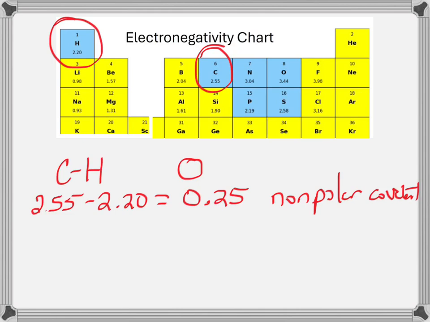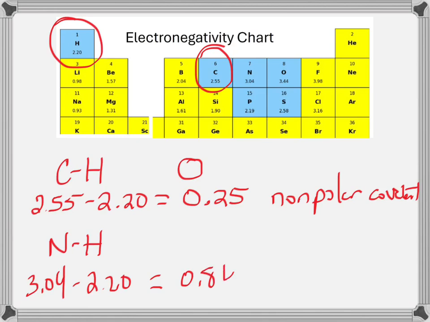If we move on to a nitrogen-hydrogen bond, we could do this one more time. Nitrogen off the chart is 3.04. Hydrogen is 2.20. If we subtract them from each other, we get 0.84, if I've done my math correctly. And looking at the little chart tells me if it's over 0.4 but less than 1.6, which this one is, this will be a polar covalent bond.